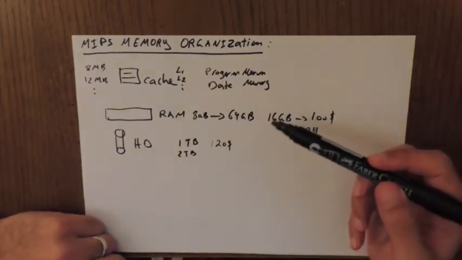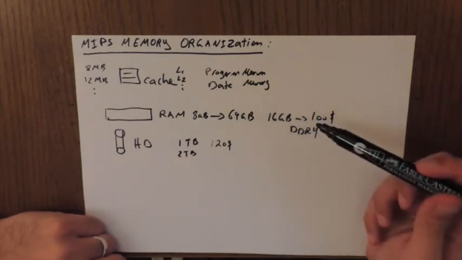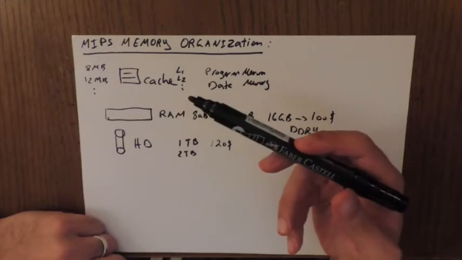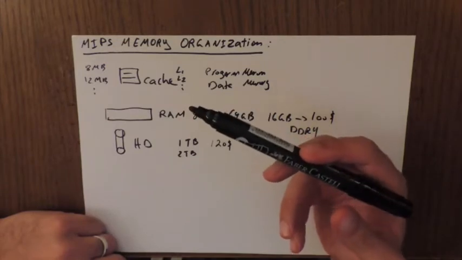So of course we cannot have a 1 terabyte RAM. This will cost too much. And of course we cannot have a 1 terabyte cache. This does not make any sense cost-wise.